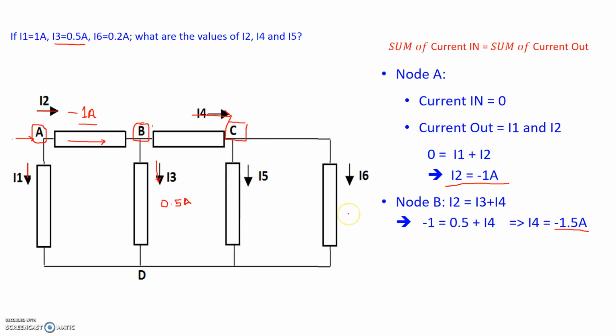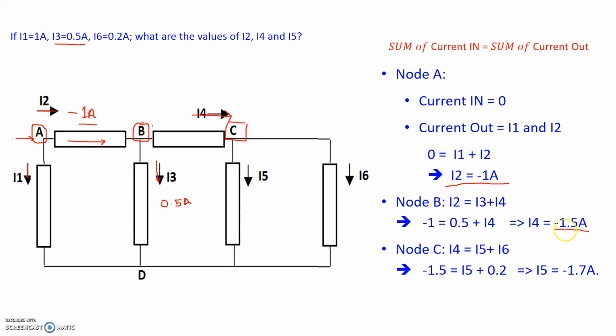Now, by a similar token, at node C, I4 is the current going into that node, and we see I5 and I6 are both leaving that node. So the sum of current coming into that node is I4, and the sum of current out of that node is I5 plus I6. So by Kirchhoff's current law at node C, we get I4 equals I5 plus I6.